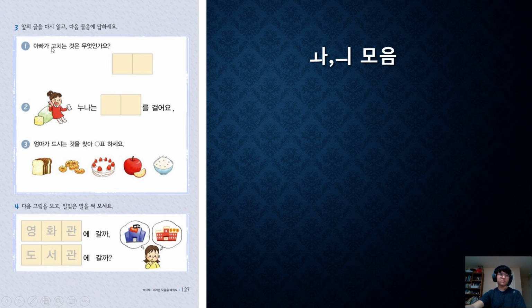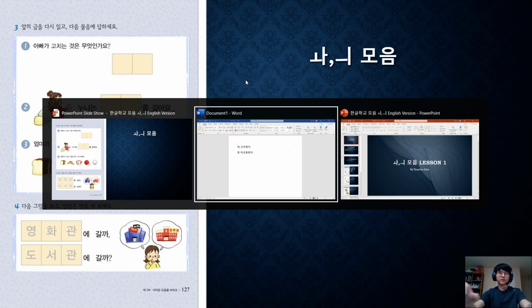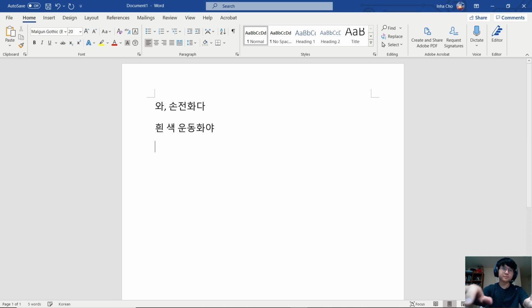What is he fixing? 아빠는 고쳐요. You see the exact same letters. Same words here. 아빠는 의자를 고쳐요. So right here, we would write 의자.